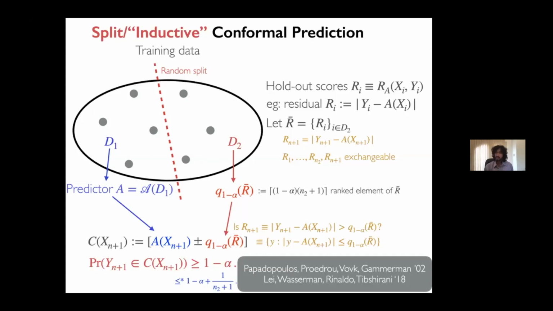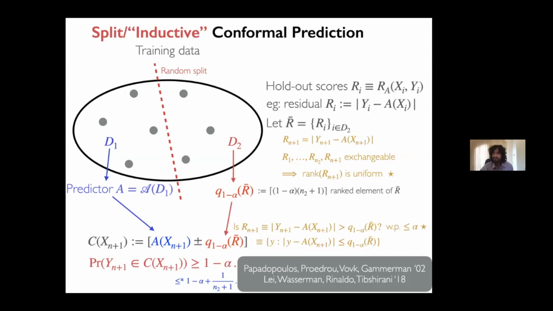So you can ask, okay, is it likely that Rn+1 is larger than the 1 minus alpha quantile of R bar? Well, if these residuals are exchangeable, it means that the rank of Rn+1 is uniform. It's uniform on 1 over n2+1, 2 over n2+1, 3 over n2+1, till 1. So the rank is uniform. And so the probability that Rn+1 is in the extreme, meaning it's in the largest 1 minus alpha quantiles, that probability is just at most alpha.